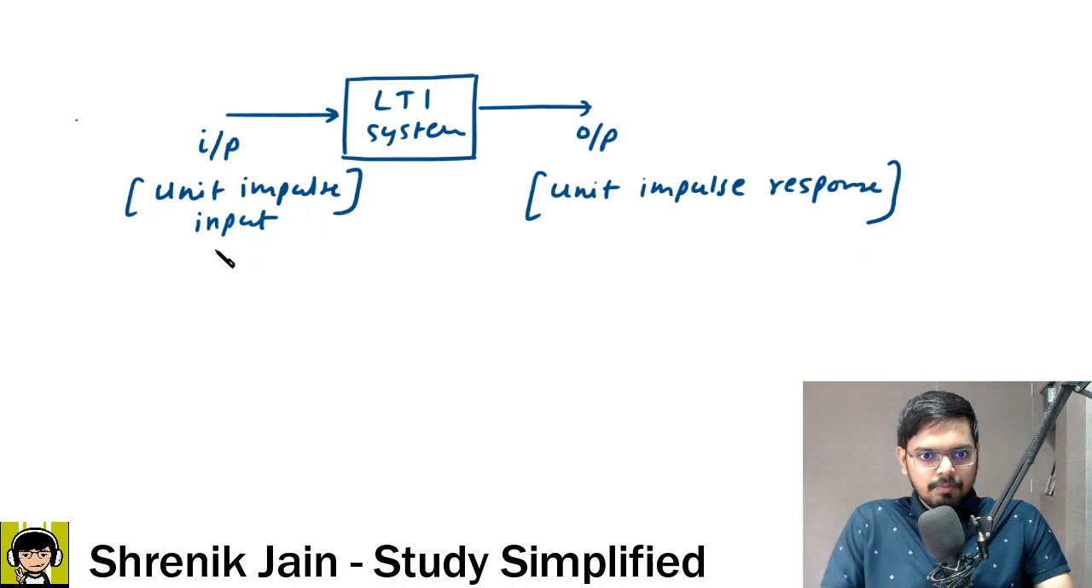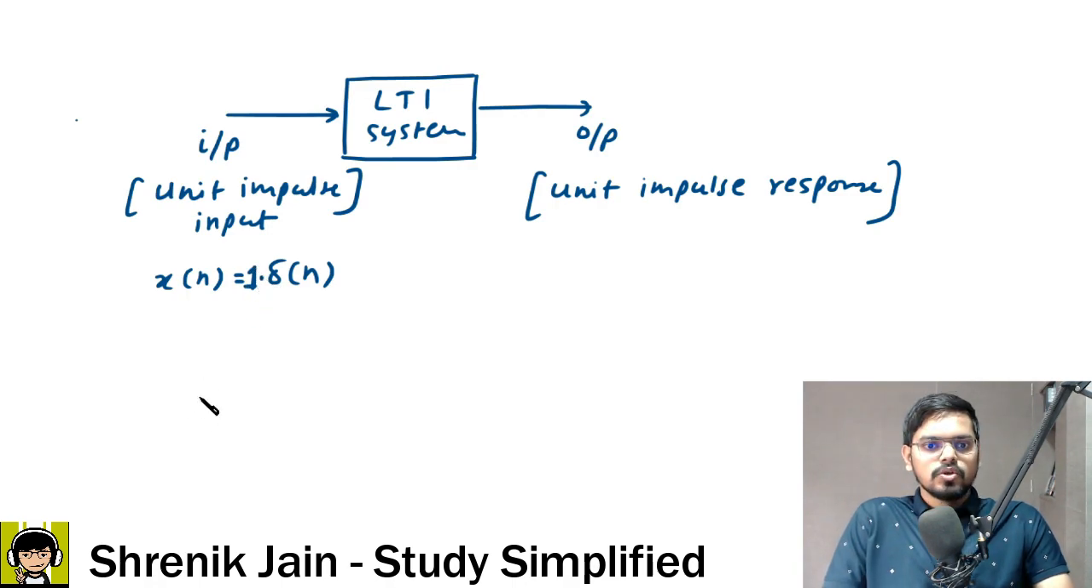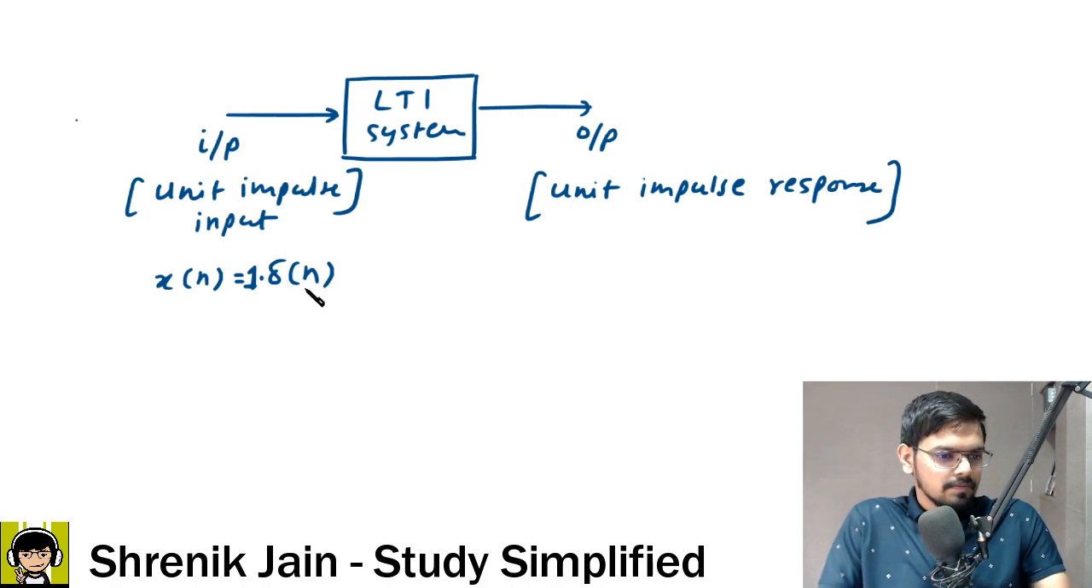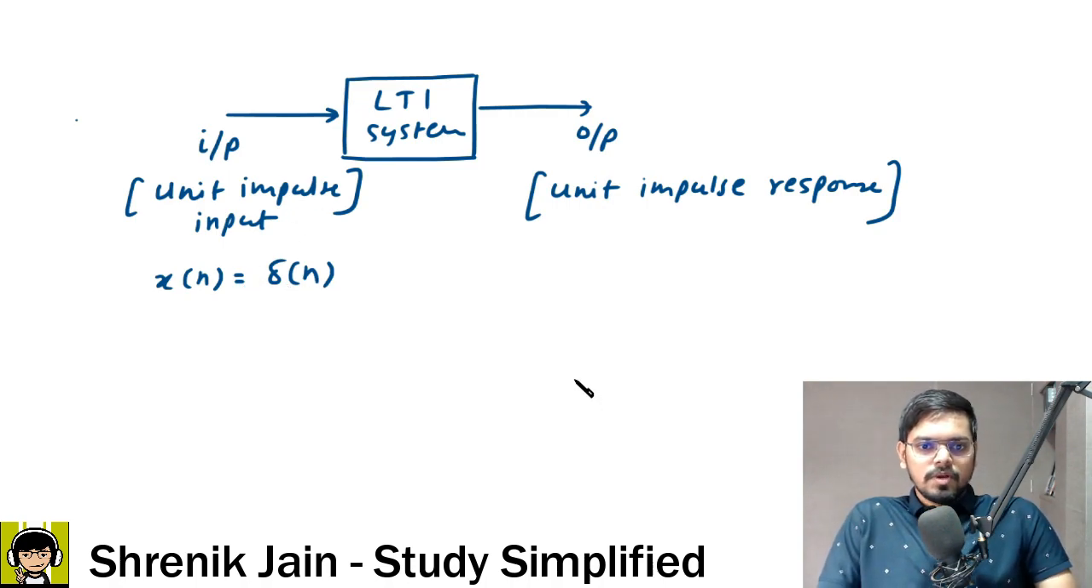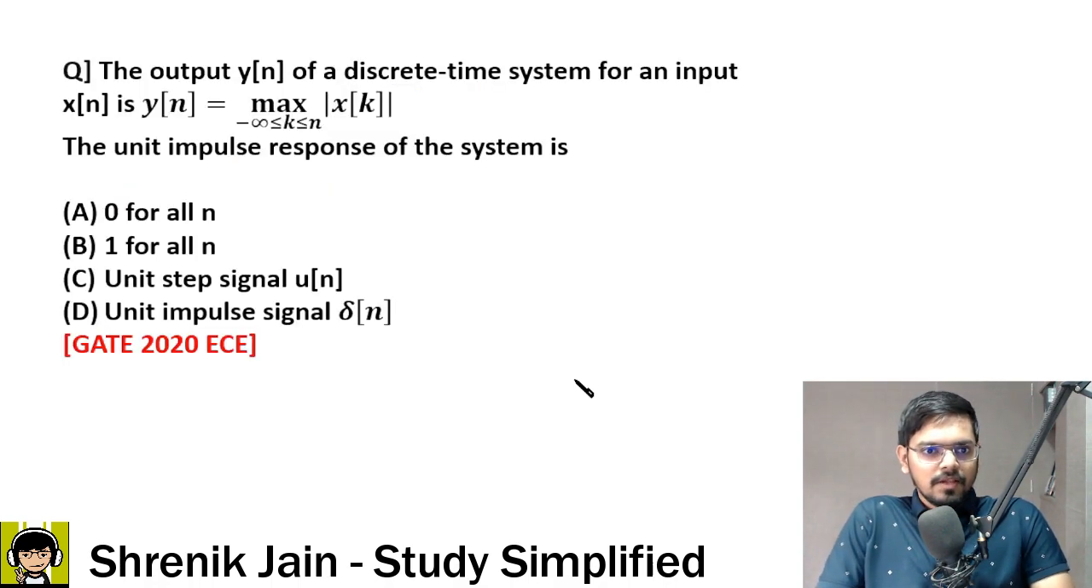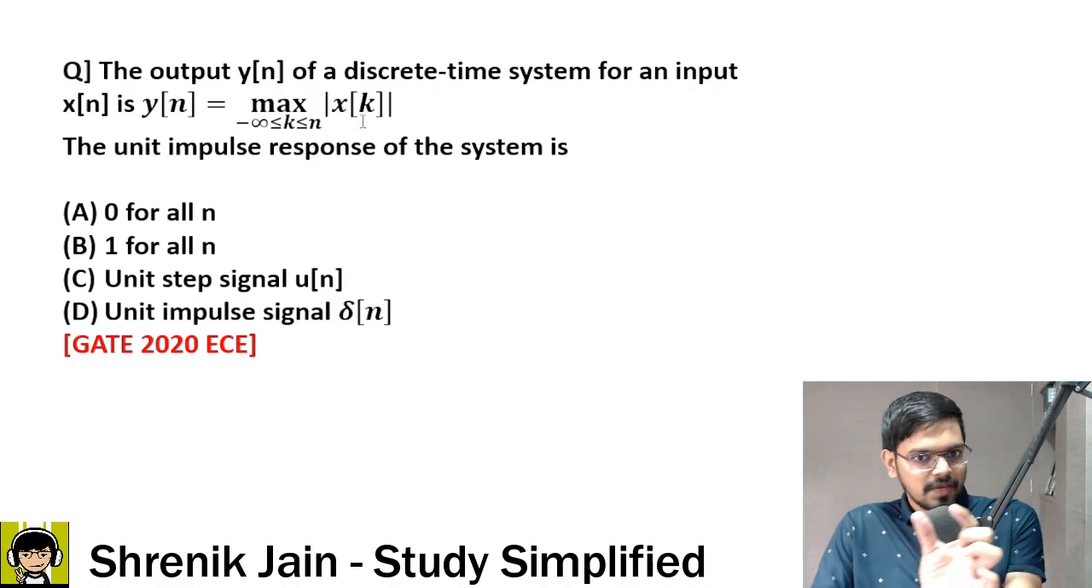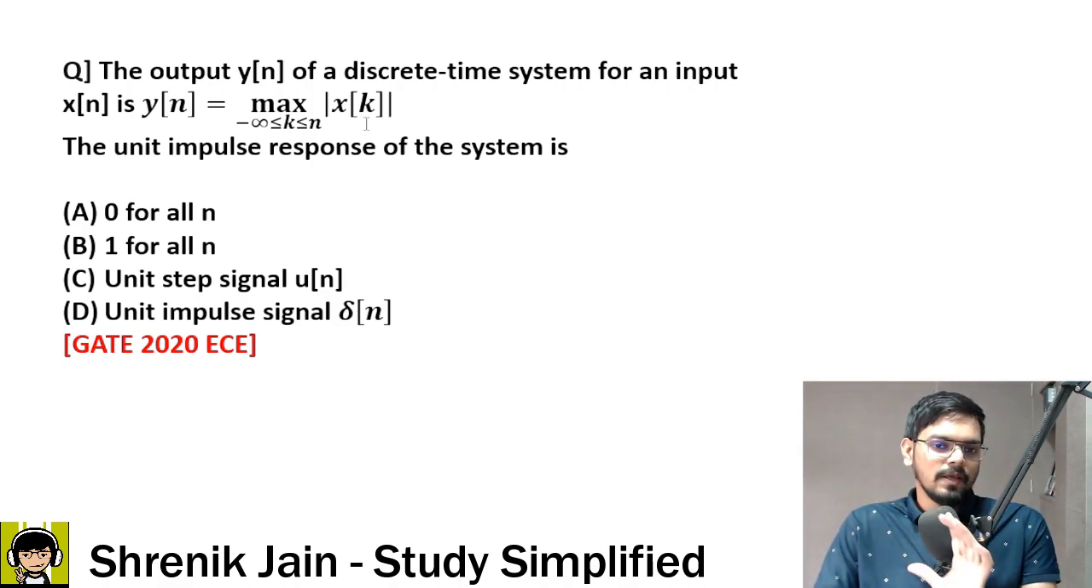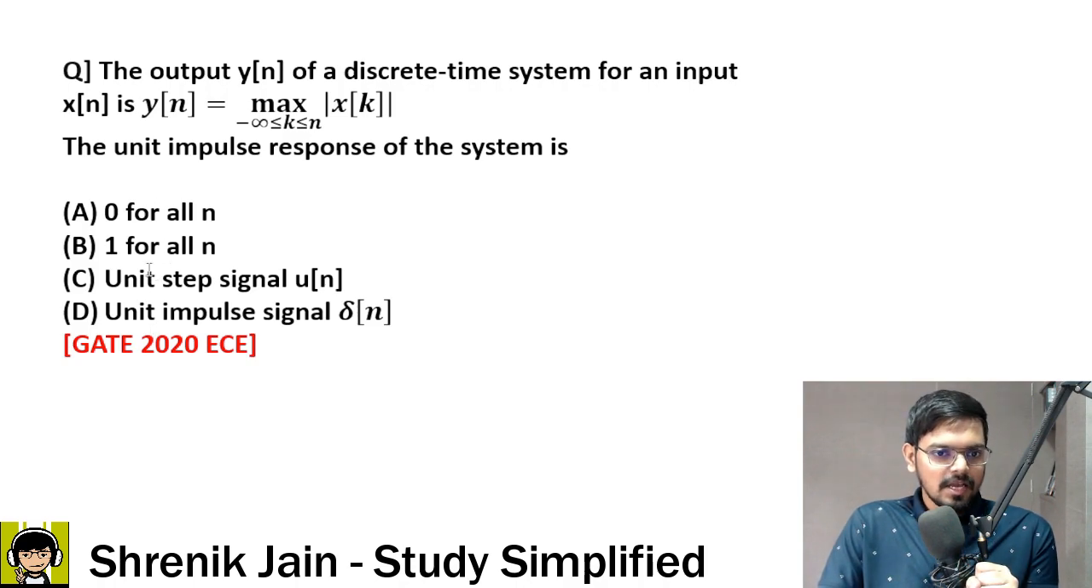Now check it out. When I say unit impulse input, this means x of n, because this was a discrete version, so x of n is equal to delta of n. Unit means the amplitude here is 1, and impulse, you know it very well, the Kronecker delta function. Now if I give x of n equal to delta of n, what would be y of n? Sir, y of n is equal to maximum over minus infinity less than or equal to k less than or equal to n of mod of, instead of x of k, substitute delta of k. Now tell me, what is the output matching with?